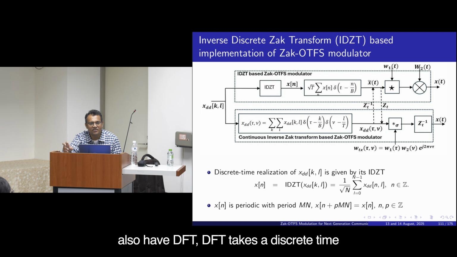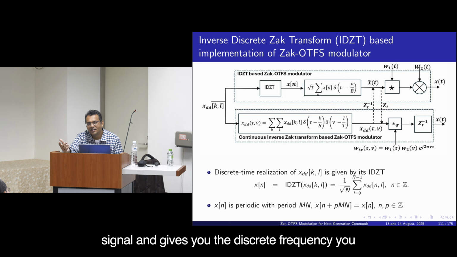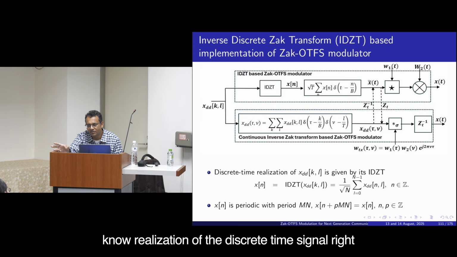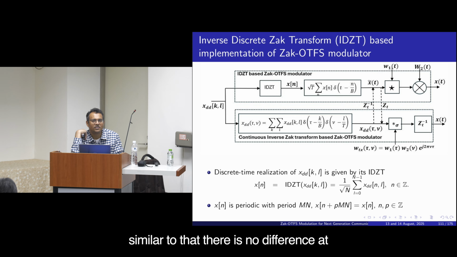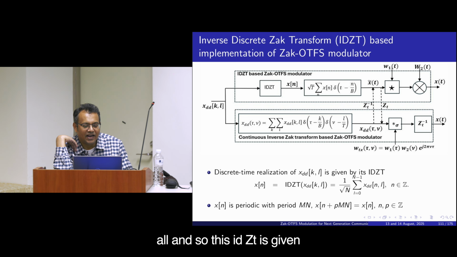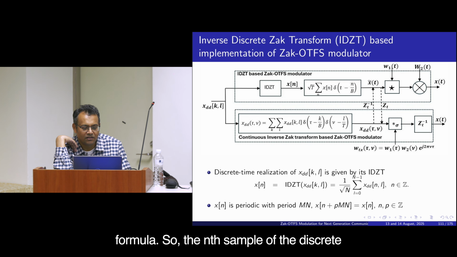And then you also have DFT. DFT takes a discrete time signal and gives you the discrete frequency realization of the discrete time signal, right? It's very similar to that. There's no difference at all. And so this IDZT is given by this equation. It's a very simple formula.